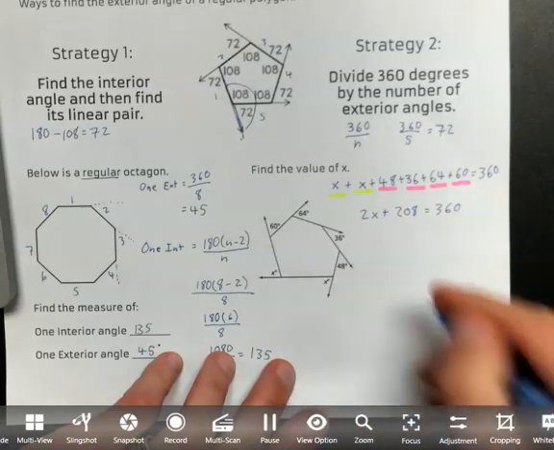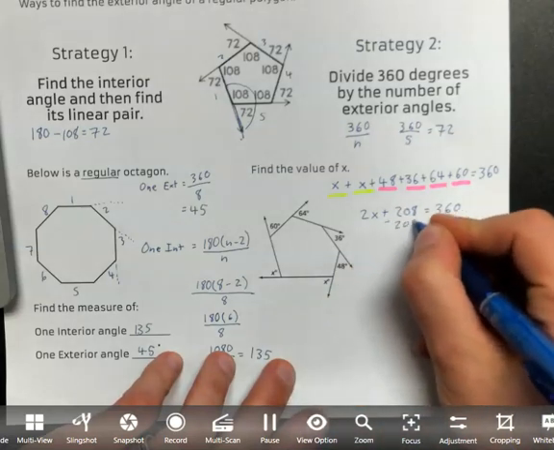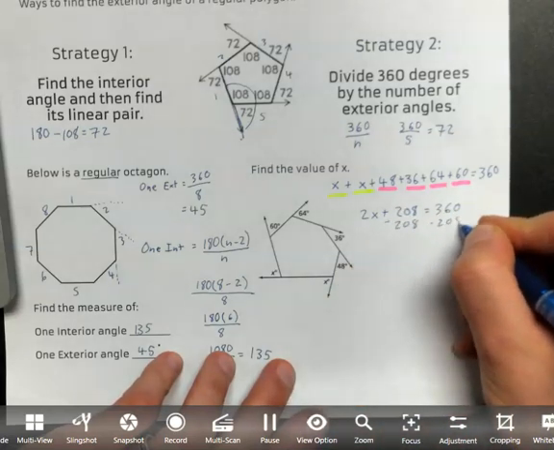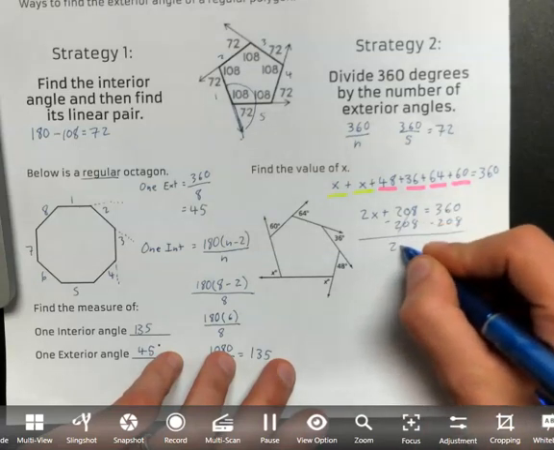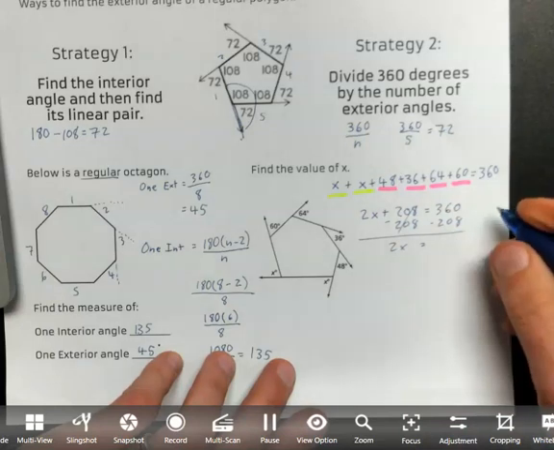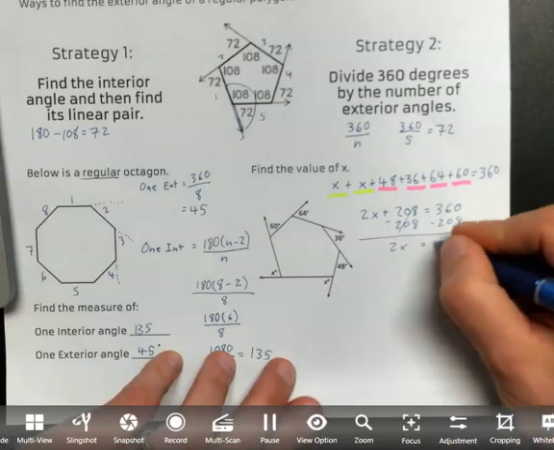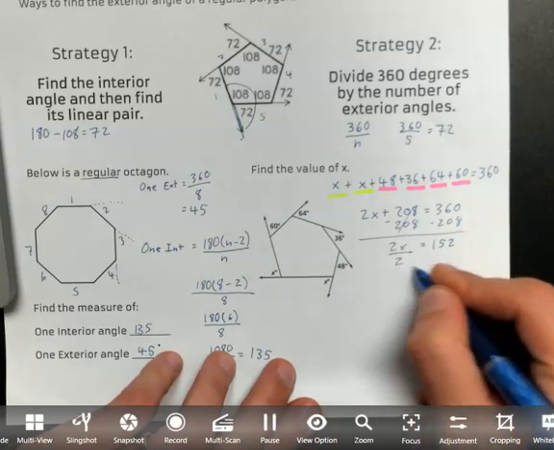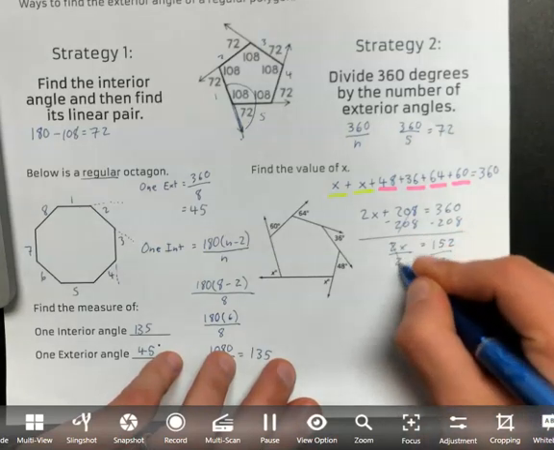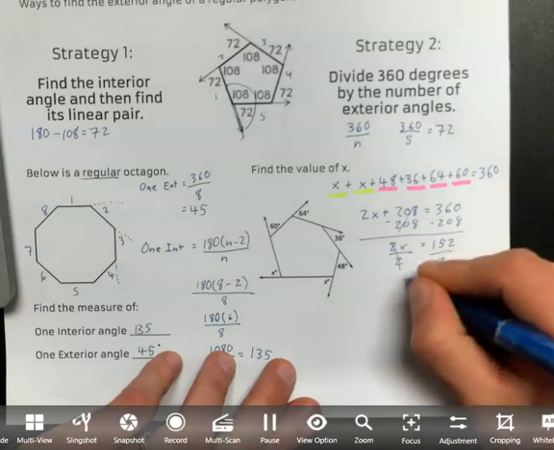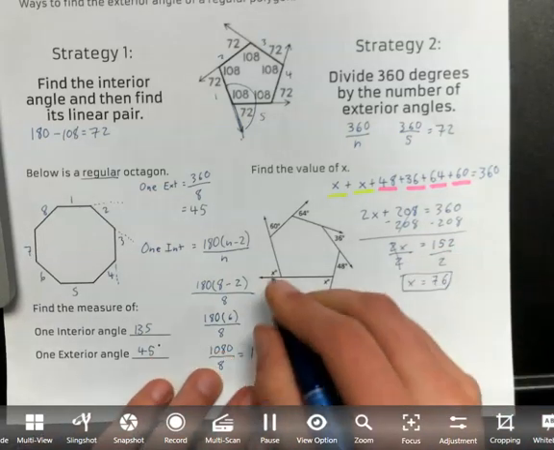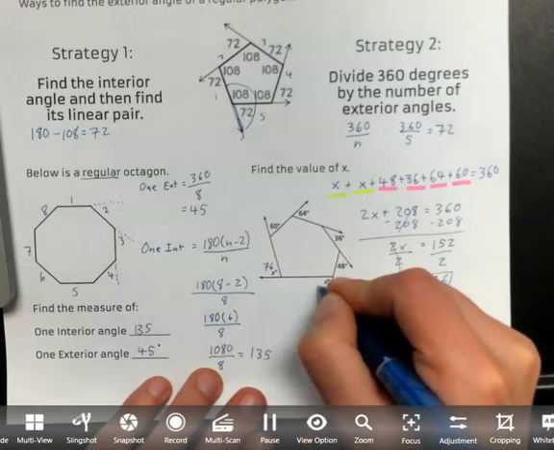Now I want to get my x by itself, so let me move that 208 to the other side. That cancels, so now I get 2x is equal to 152. Now divide by 2 on both sides to get x by itself, and x is equal to 76. Well, there you have it. These angles right here should be 76.